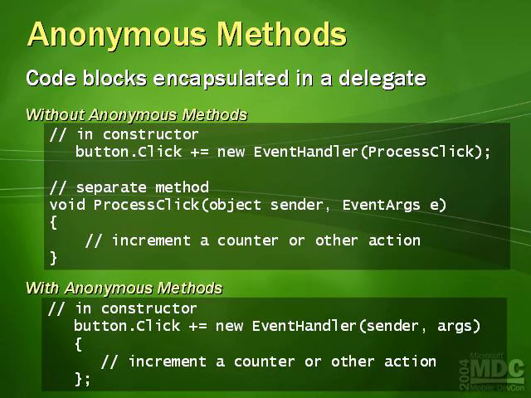So next up, we've got anonymous methods. These are code blocks that are encapsulated in a delegate. To demonstrate more about what anonymous methods are, I want to go through what life looks like when you don't have anonymous methods. In the first code example at the top, let's say that you have a button object and it has a click event. When that click event fires, you want to call a separate function. Say we'll call it process click. You can see that this requires a whole separate method down there.